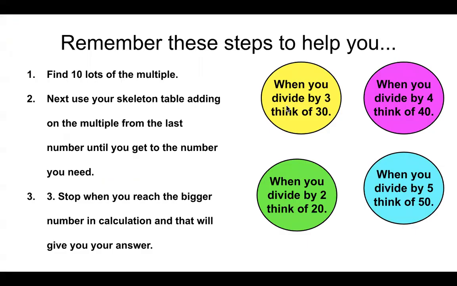So when you come to do these questions, remember these steps to help you. First, find 10 lots of the multiple you're dividing by, whether that be 2, 3, 4, or 5. And then put that into a skeleton table and add on that amount to the last number until you get to the number that you need. And then stop when you reach the bigger number in the calculation, and that will give you your answer.